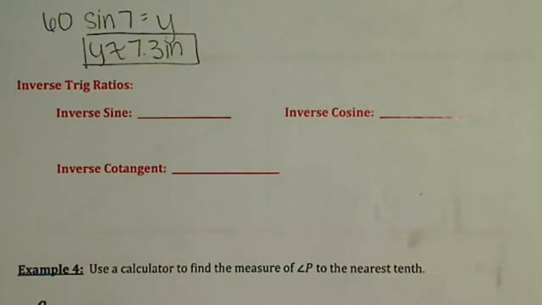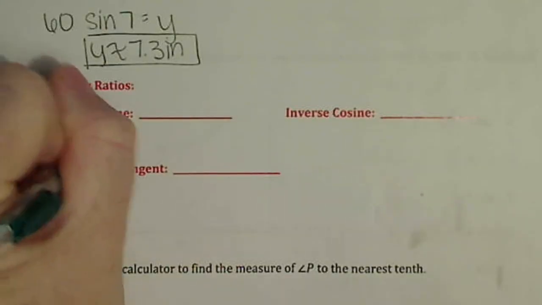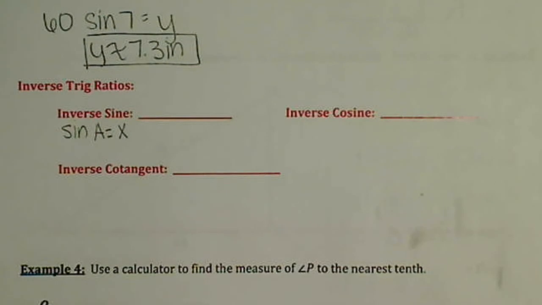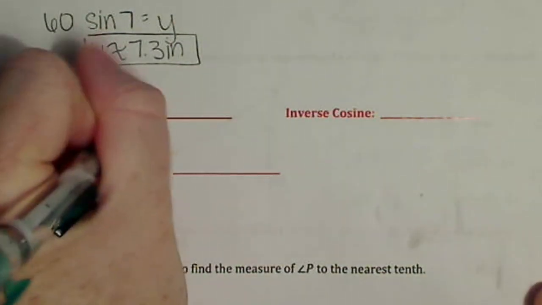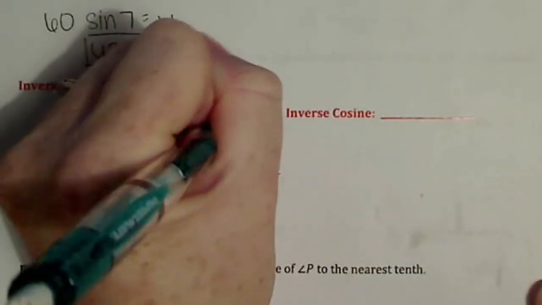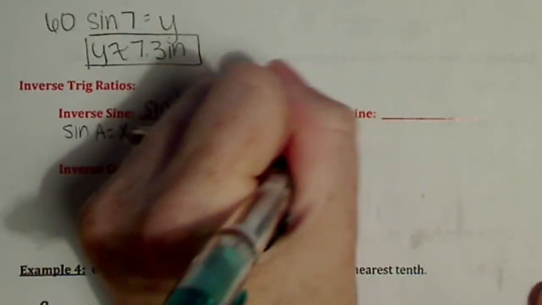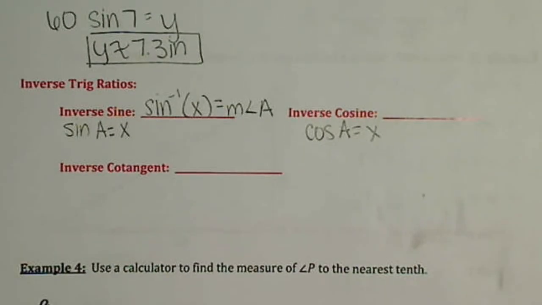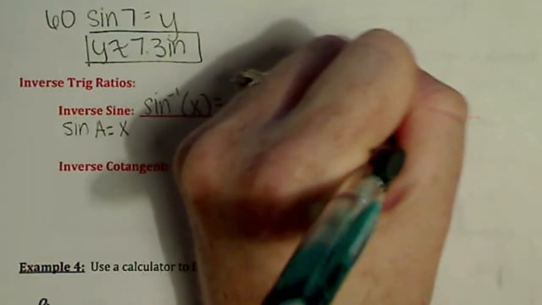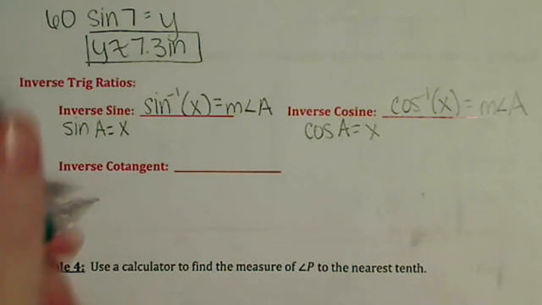For example, if the sine of A equals x, the inverse sine, or sine to the -1 of your ratio, equals the measure of your angle A. Okay? Inverse cosine. If the cosine of A equals x, so you know the ratio, the inverse cosine of your ratio equals the measure of your angle. And the same is for tangent.